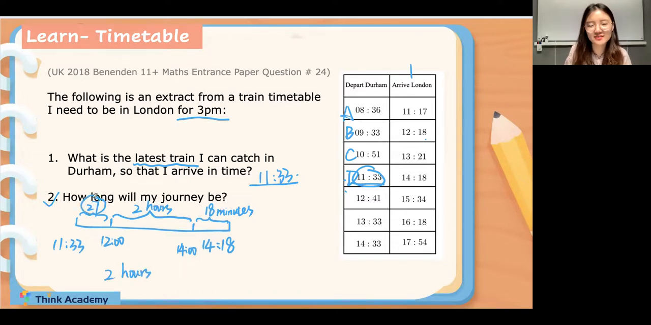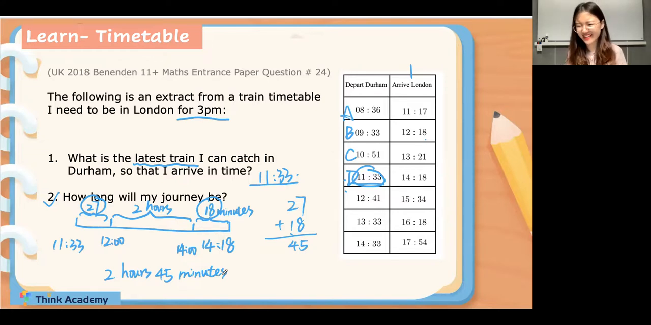We just need to add the 27 and 18 together. So the final answer will be 2 hours and 45 minutes, right? Does it make sense, everyone? 39? 39? 27 plus 18. 45, right? Am I right?